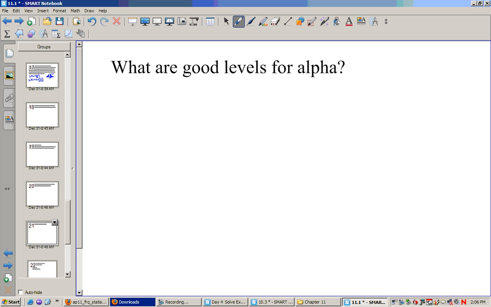So what are good levels for alpha? 0.05 is the standard. However, it depends what industry you're in. Sometimes if you don't need to be too precise, 0.1 is good enough. However, if you are in an engineering world and you cannot make a mistake, you might want to have a very, very precise alpha level. So it depends on what your study is about and how important your results are for what your value should be.